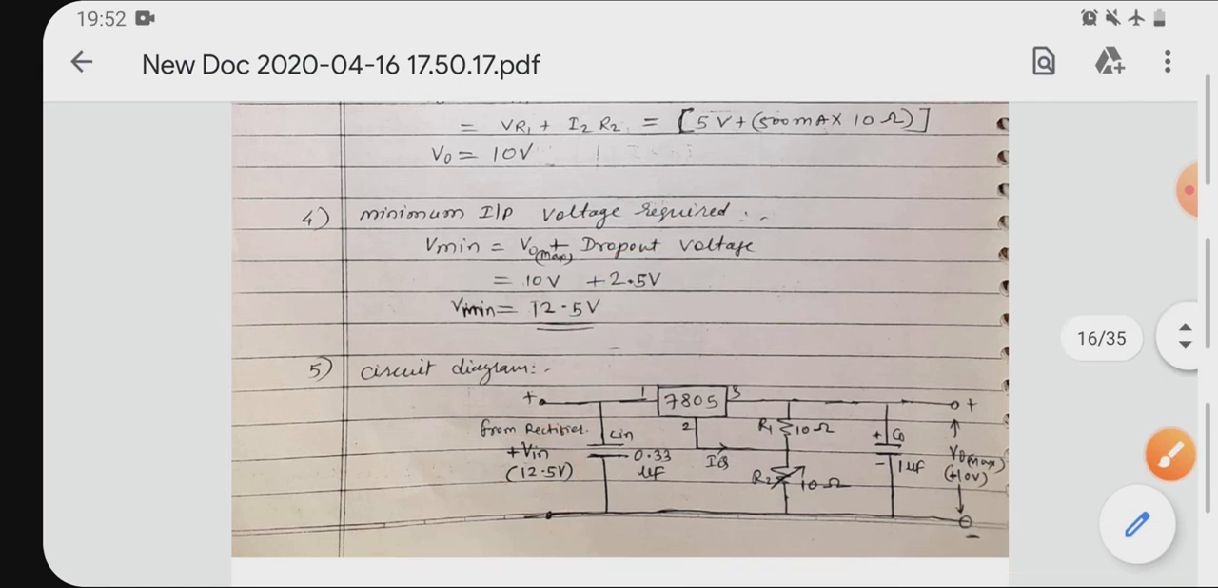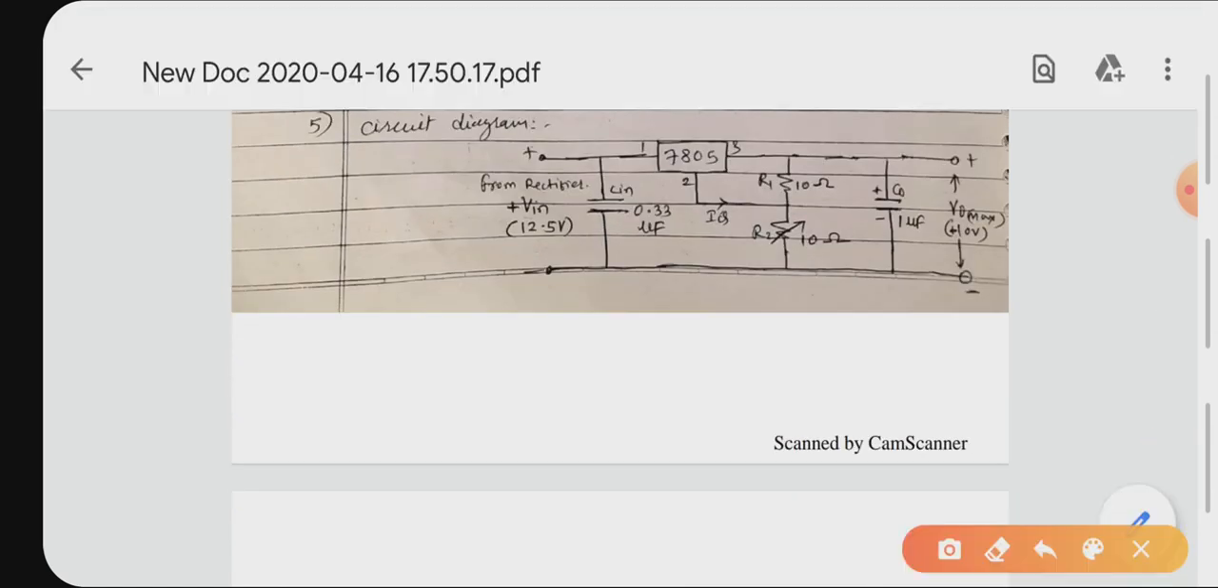Don't forget to draw the circuit diagram. So the constant current source or adjustable voltage regulator will consist of Vin min, mentioned here. Then this is the regulator IC setup circuit 7805 with Cin 0.33 microfarad and Cout 1 microfarad. This is the voltage divider. R1 is 10 ohm and R2 is 10 ohm. Again, you have just calculated. R2 is given in the problem as a load. Okay, and this is the maximum output voltage.